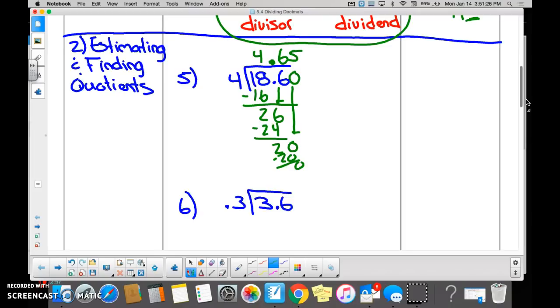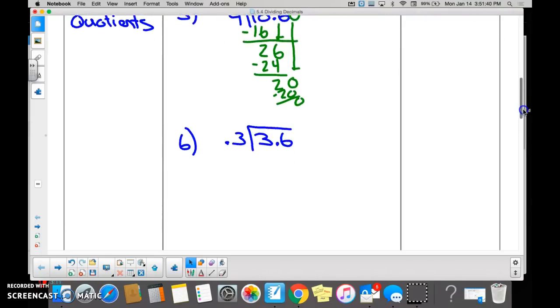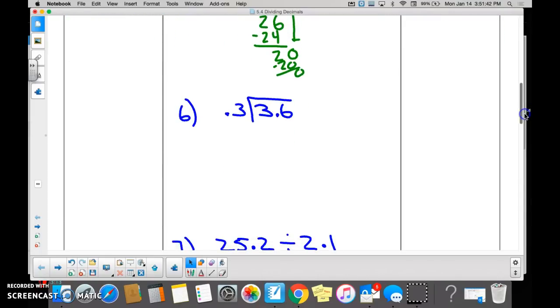If I go back to my estimation, I knew that my answer was around 4.5. Not exactly, but around. 4.65 is really close to 4.5. Number 6. Again, looking at number 6, we have the number 0.3. We're trying to figure out how many times 0.3 goes into 3.6. Here's how I'm viewing it. 0.3 goes into 1 approximately 3 times.